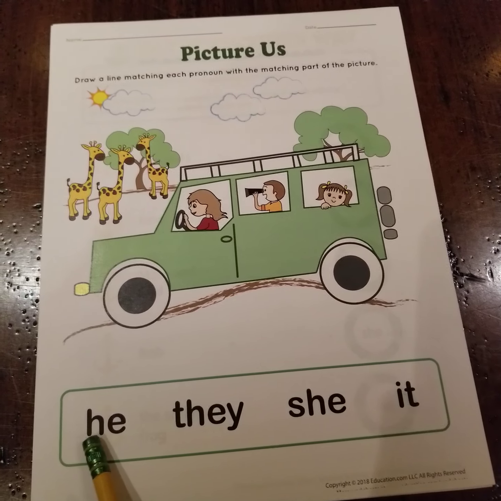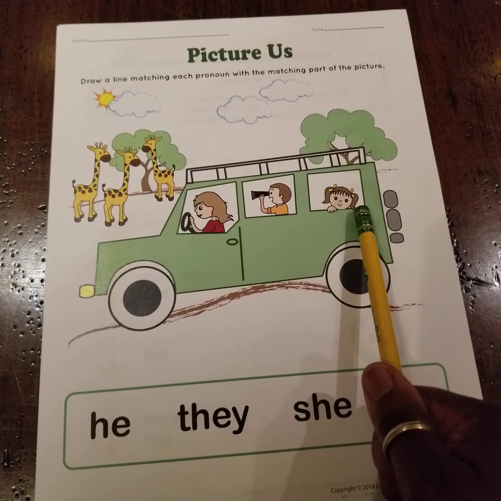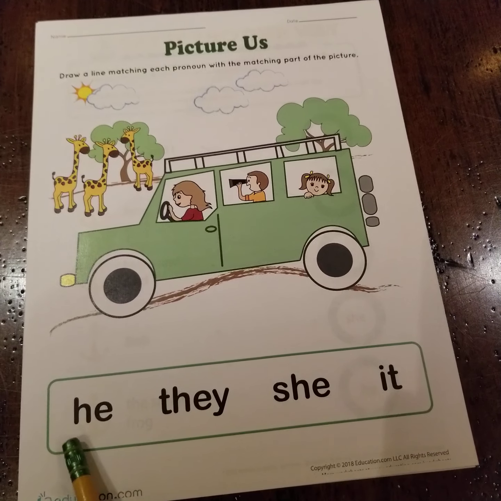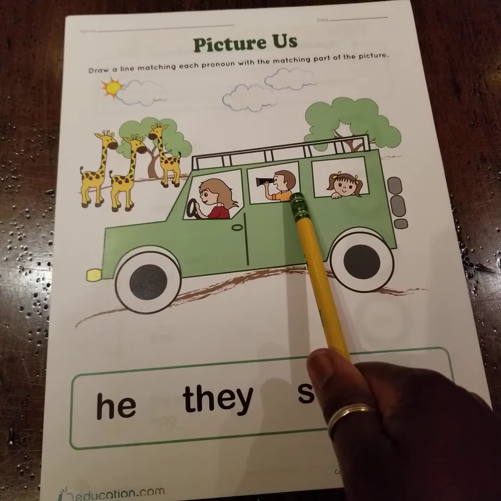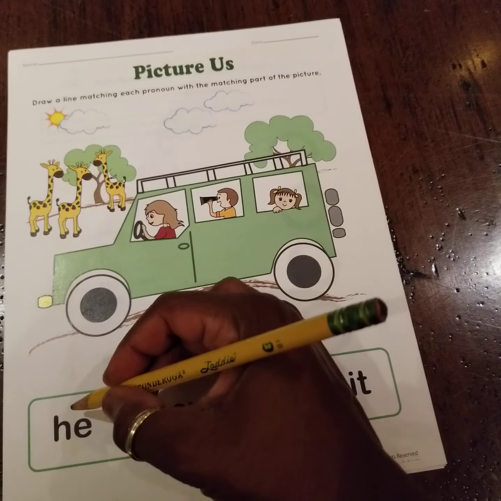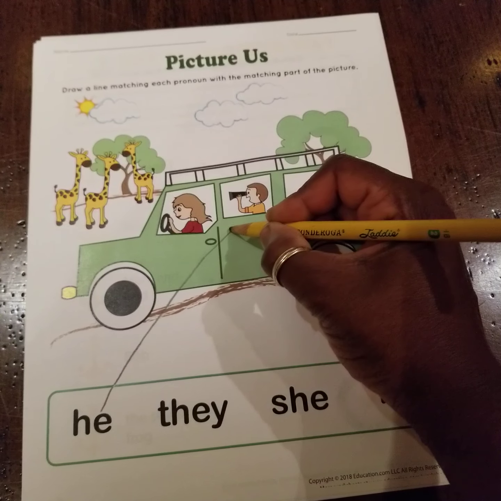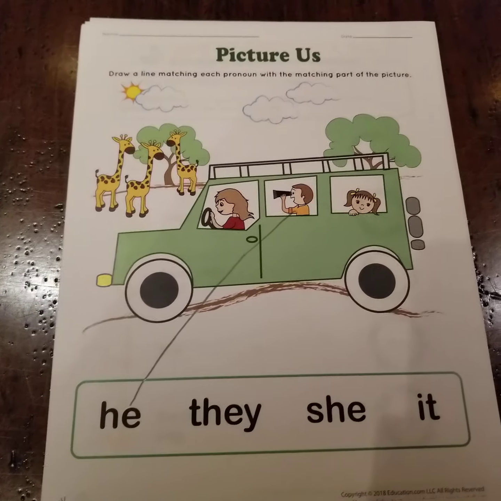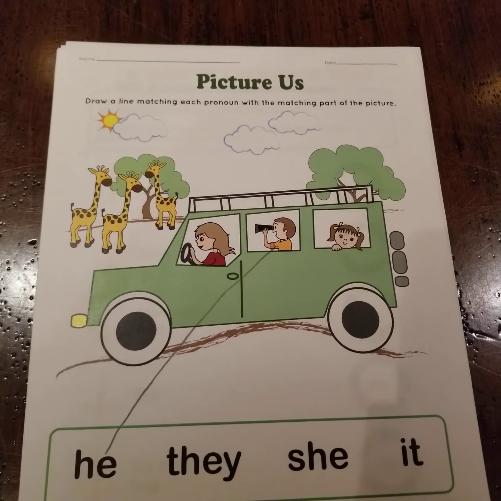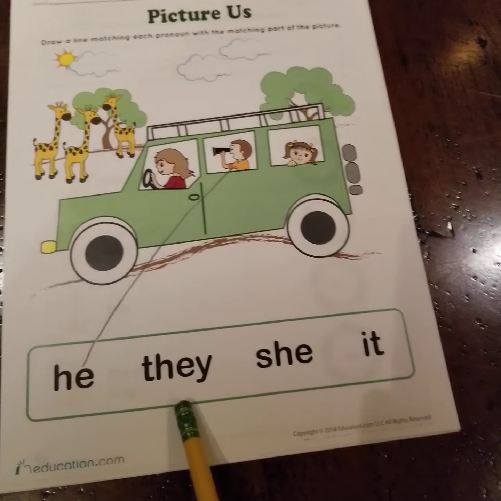So let's start with the pronoun he. Which one of these nouns do we see could use the pronoun he? If you pick the boy, you are correct because we know he is for a boy, and so we would draw the line from he to the boy. Then we have the pronoun they.